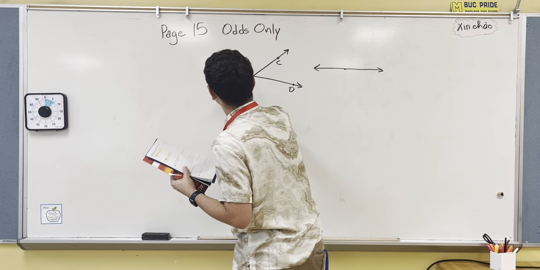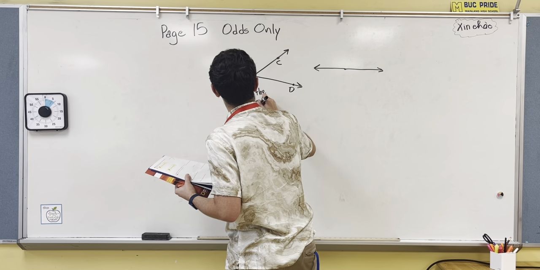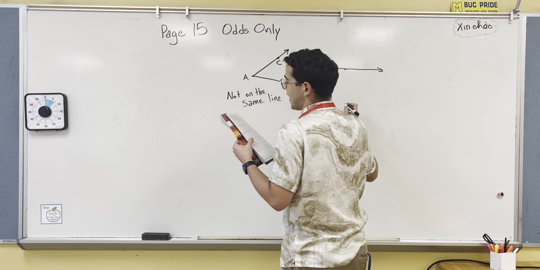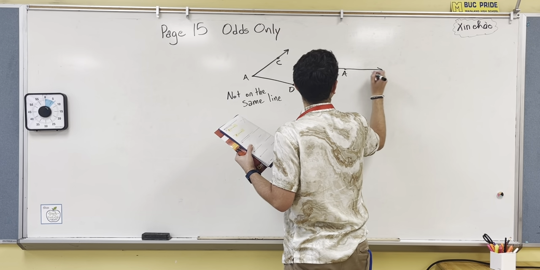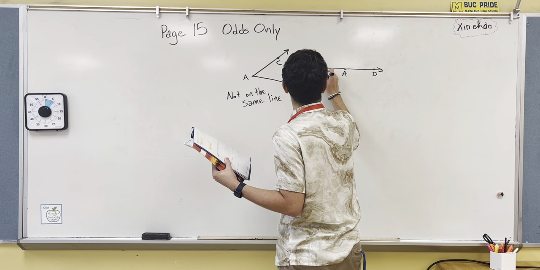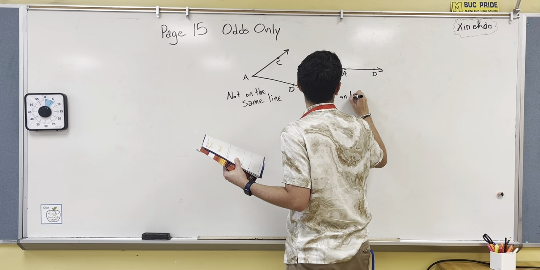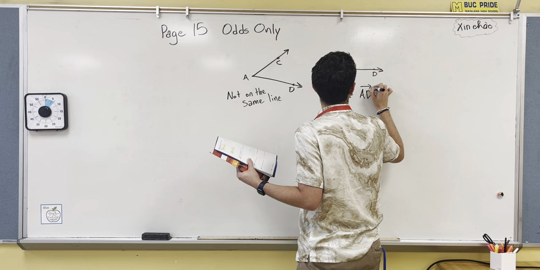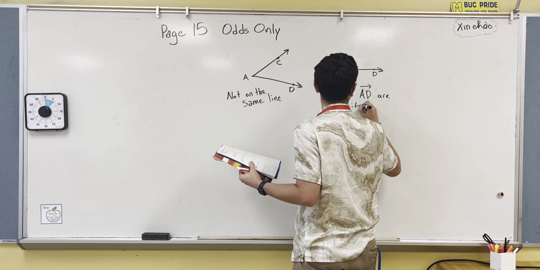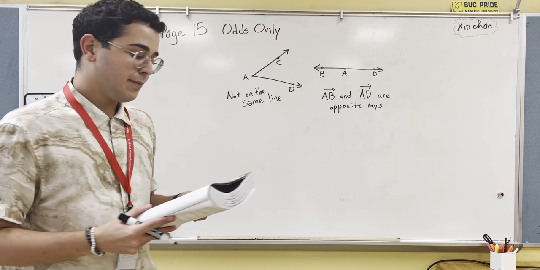The error is that they are not on the same line. Correcting the error would be that AD forms an opposite ray with AB. So you can say AB and AD are opposite rays. And we can see that because B, A, and D are on the same line.